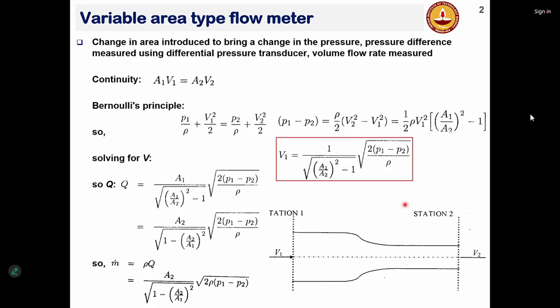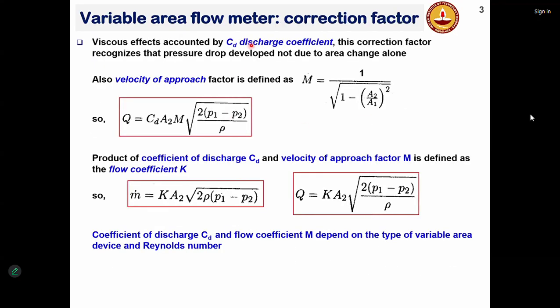Now this effective viscous loss can be accounted for by introducing a correction factor to the expression of the flow rate or the mass flow rate. This correction factor is known as the discharge coefficient. CD is known as the discharge coefficient, which basically represents the effect of viscosity or the viscous loss, which has been neglected in the procedure that we have used, simply using the Bernoulli equation.